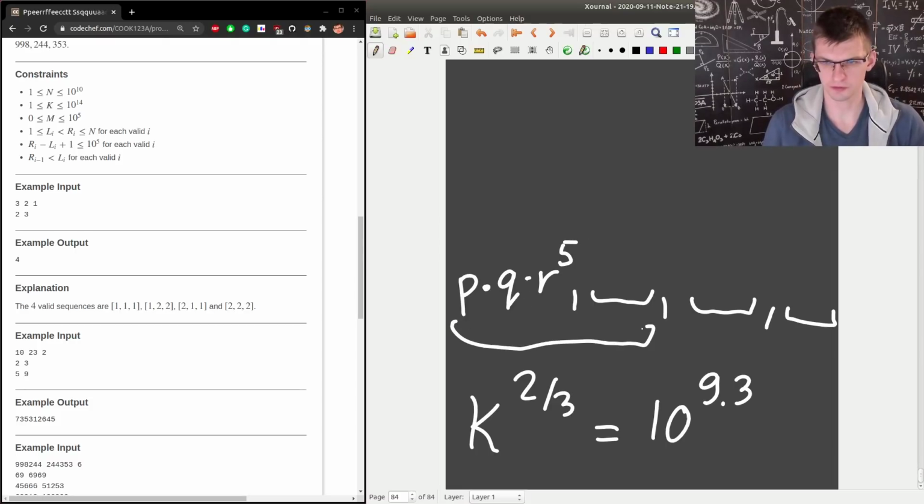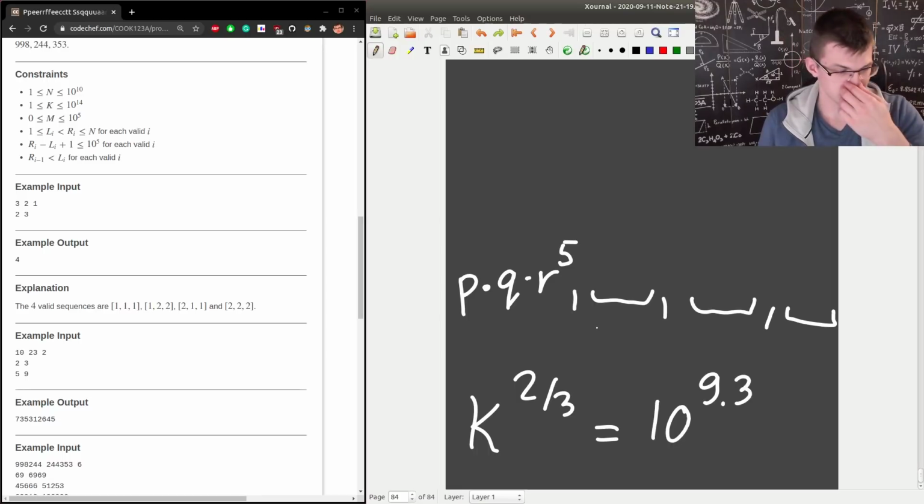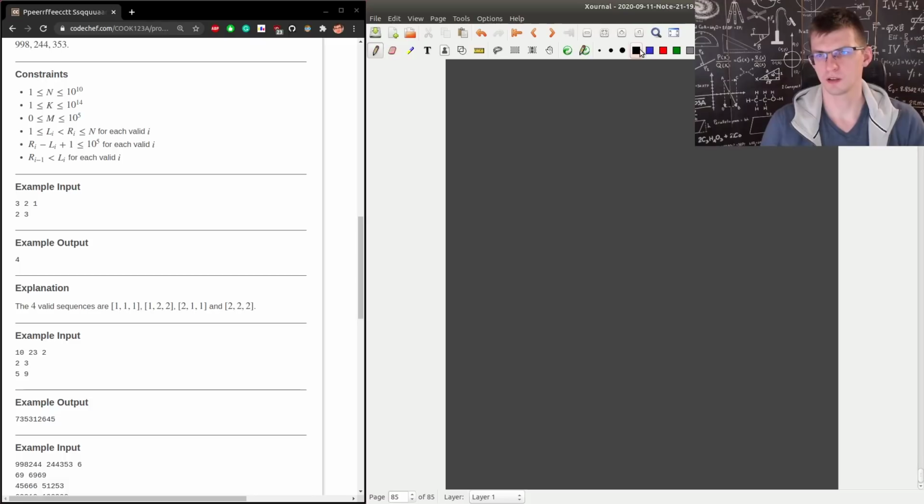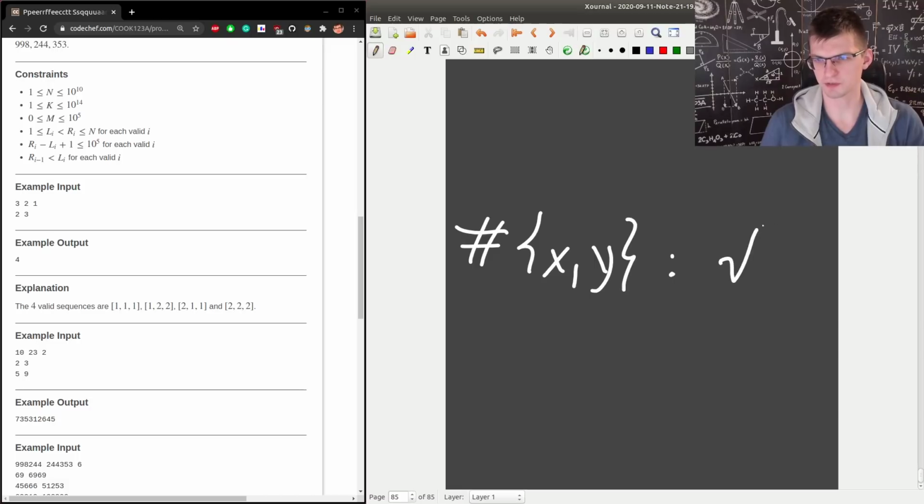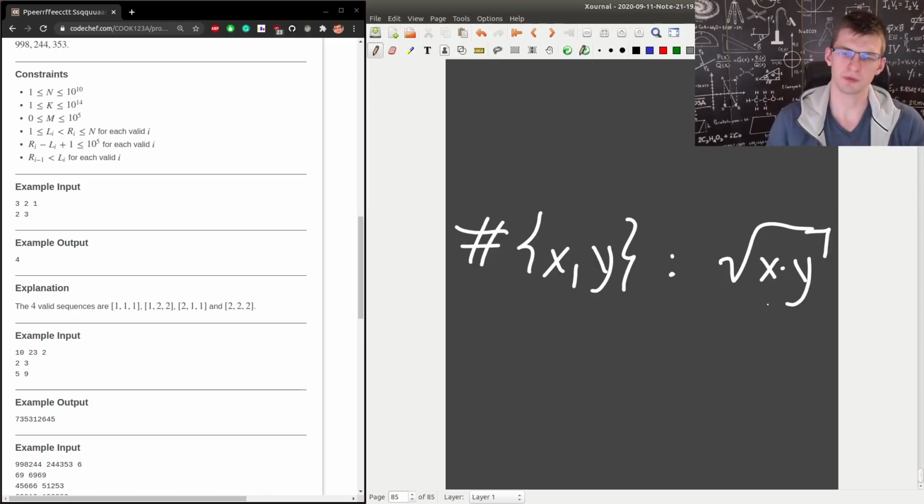Let's focus on length 2. What's the number of pairs of numbers from 1 to k such that their product is a perfect square? Yeah, that's a good problem to solve. Count pairs x comma y up to k such that xy, the product, is a perfect square. So let's say there exists a perfect square root of x times y. Let's count this for xy up to k.